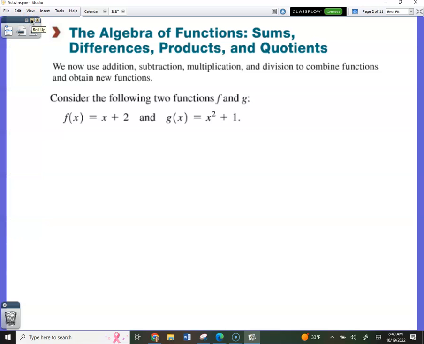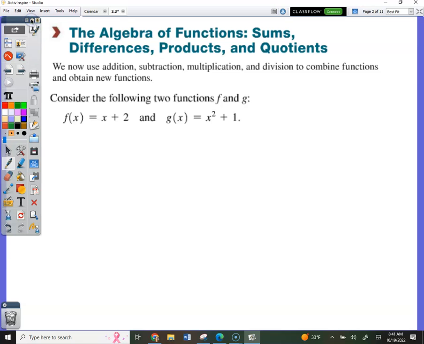Now start writing. Okay, so we now use addition, subtraction, multiplication, and division to combine functions. Read the directions. Consider the following two functions. I'm about to sneeze.